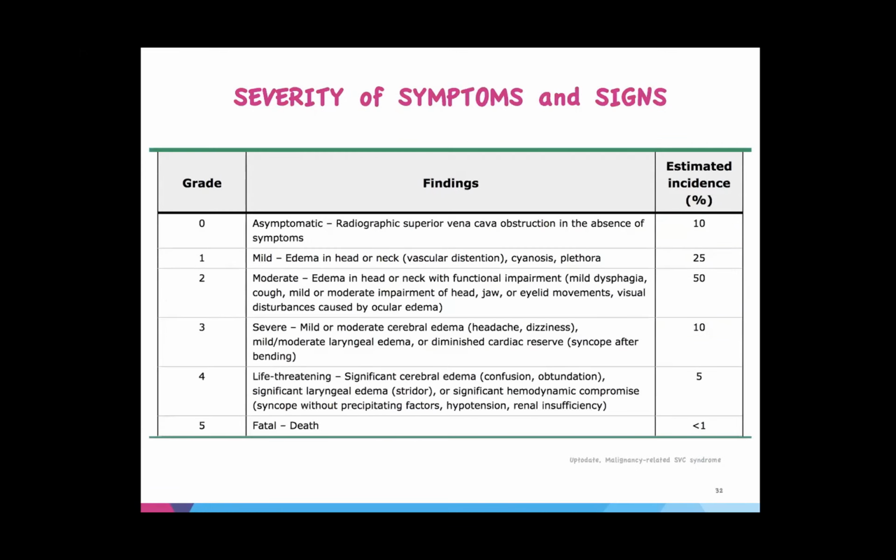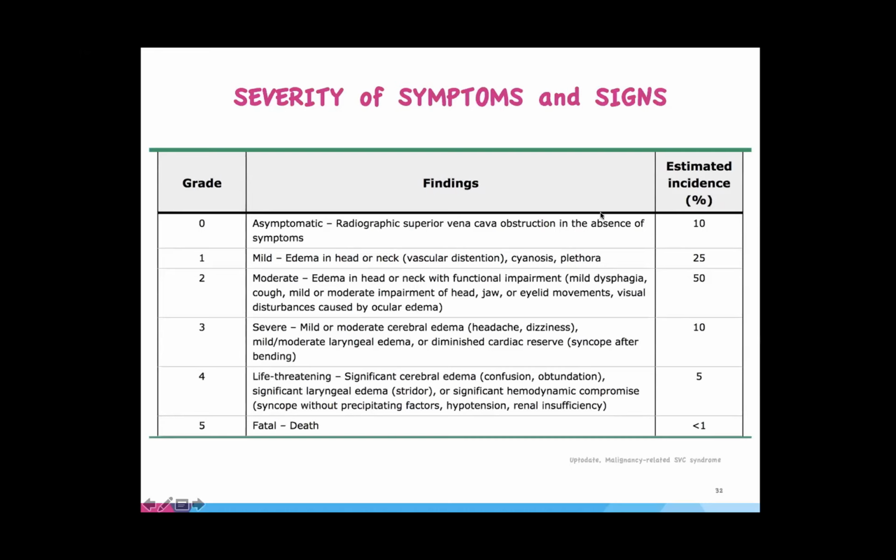There's no consensus on how to grade the severity of the symptoms. This is taken from UpToDate, just to have an idea that, you know, the grade 0 to 2 is the usual dyspnea edema of the patient. When you go to 3, 4, 5, then the patient has a lot of symptoms that are alarming.